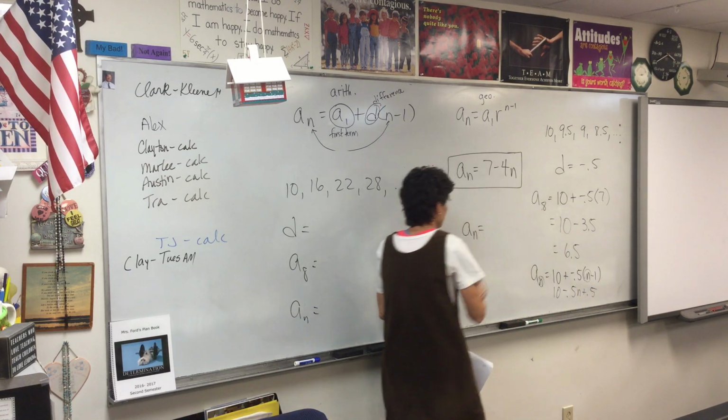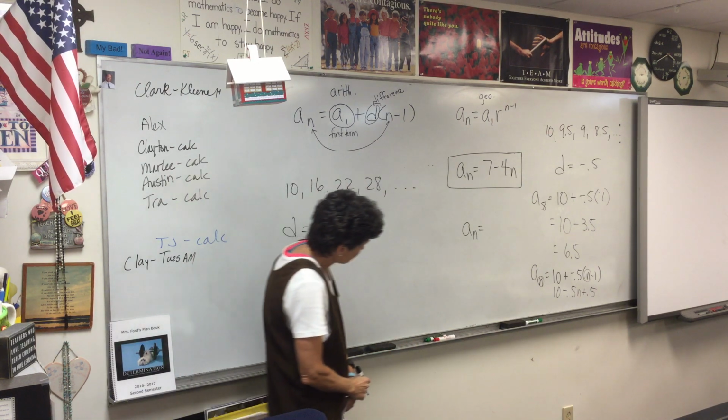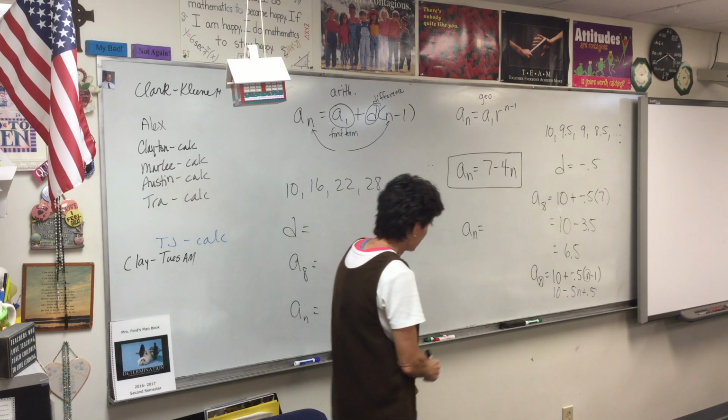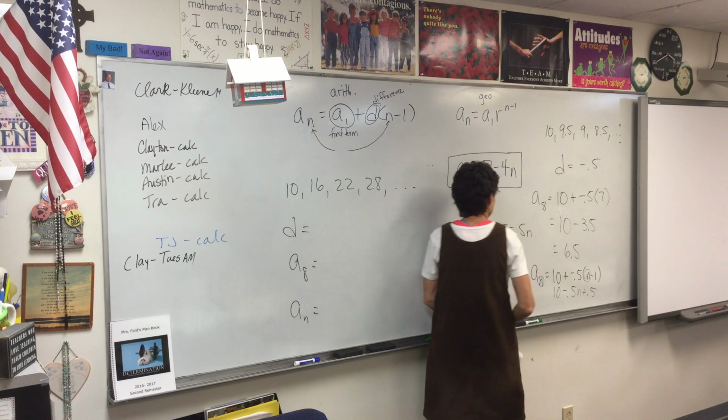What's that general formula? It's called an explicit formula. What is that explicit formula? Like my terms? 10.5 minus 0.5n.